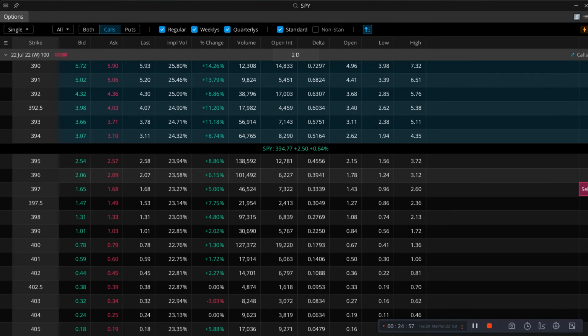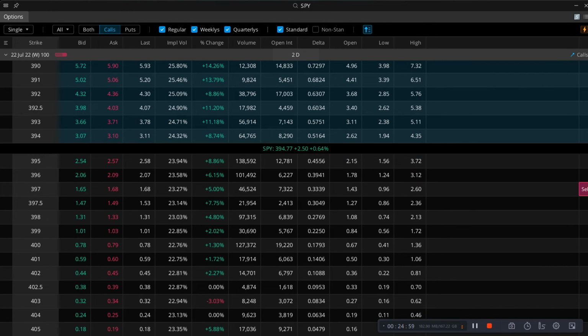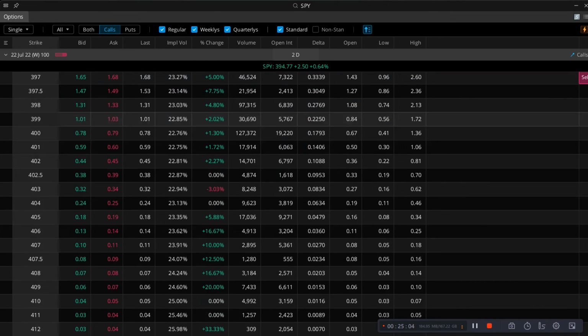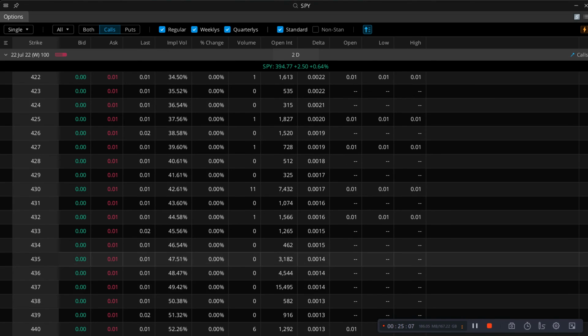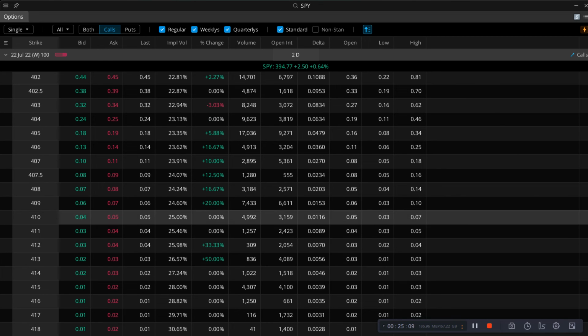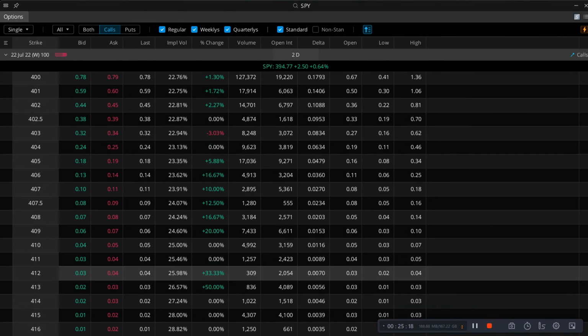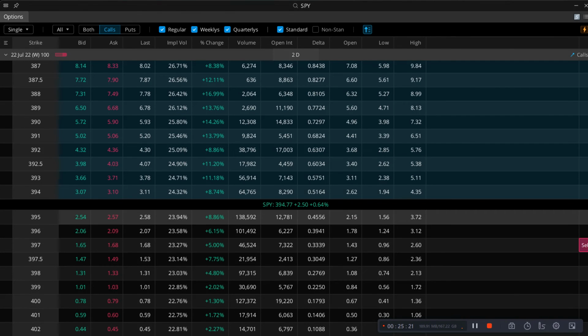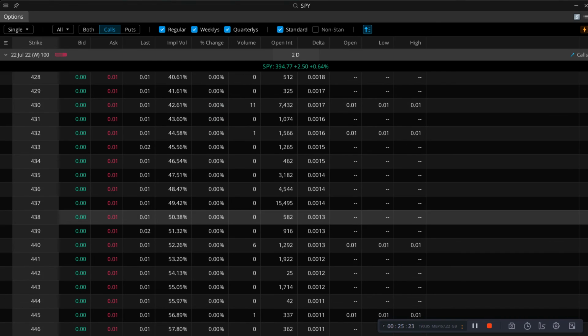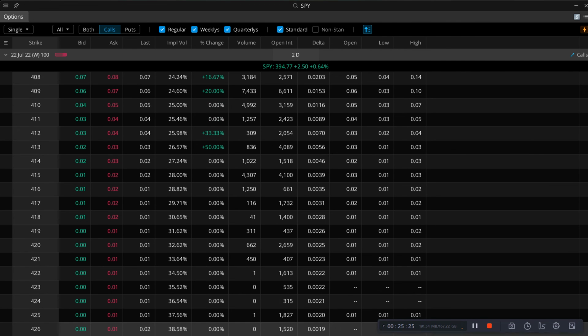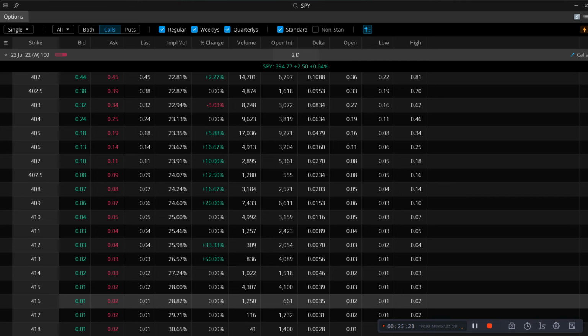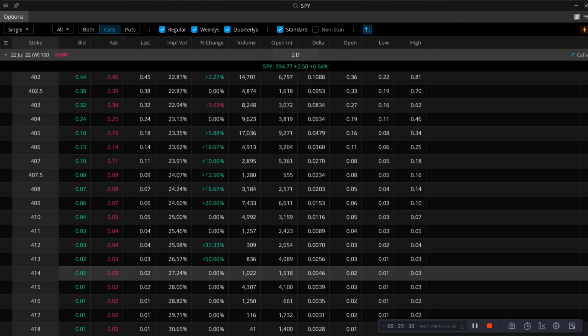Now, options go based off the market. So obviously if the SPY moves up $1, anywhere from all these premiums all the way down here, $413, this premium actually moves up as well. Even though it's way outside of the money, if the market moves up $1, you could still make money on these contracts. But only to a certain extent.